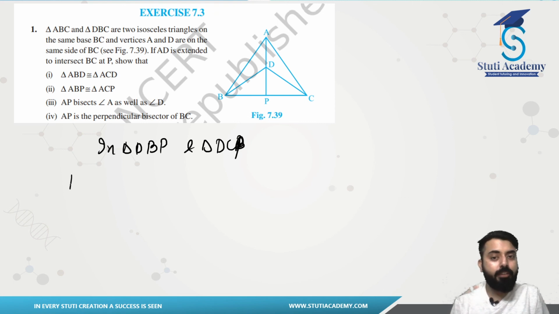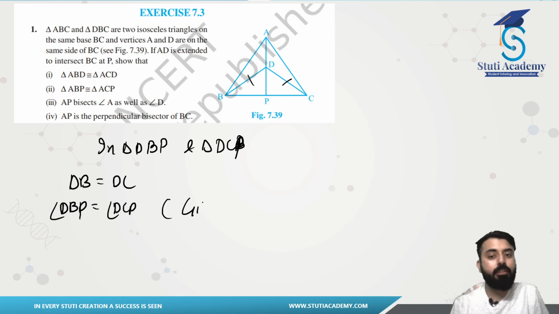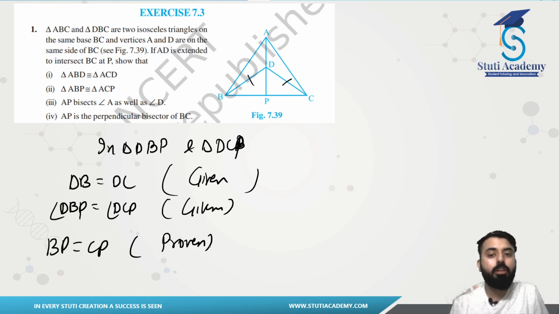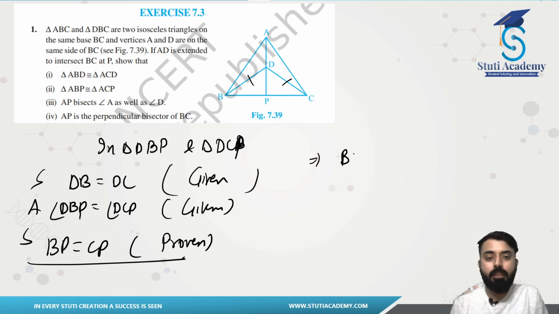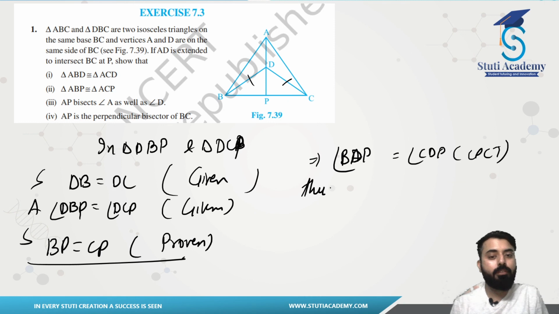I can see DB is equal to DC. These two are equal. And I can see angle DBP is equal to angle DCP, that is given. That is also given. And I can see BP is equal to CP. This is proven. So you guys see side angle side, triangles are congruent, and you can simply say angle BDP is equal to angle CDP, CPCT, and you can say thus AP bisects angle A and angle D.